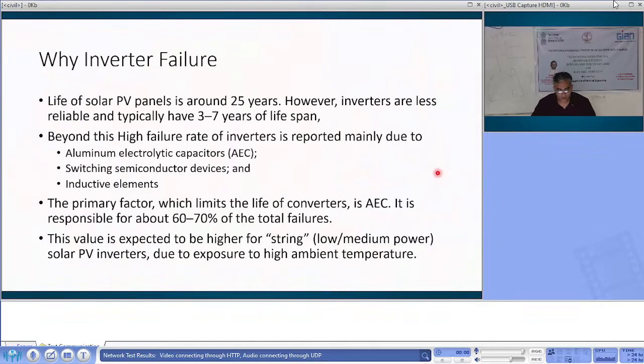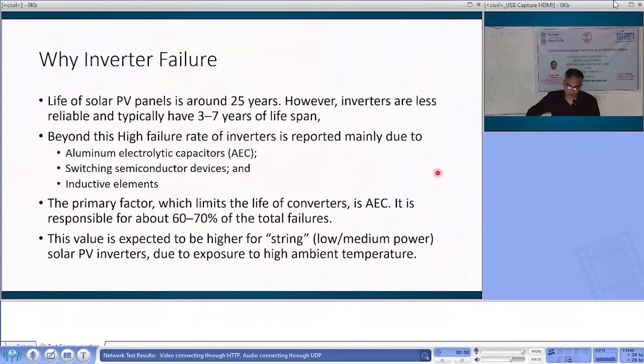So we can start with the next topic: why inverter failure. Most chances of failure are from the failure of capacitance, that is aluminum electrolyte capacitance, AEC. The life of a solar panel is almost around 25 years. That is guaranteed by the manufacturer: once you install it, it will work for 25 years. But inverters are less reliable and typically have only a 3 to 7 year lifespan. Even if you are not maintaining it, it will fail earlier than its rated life.